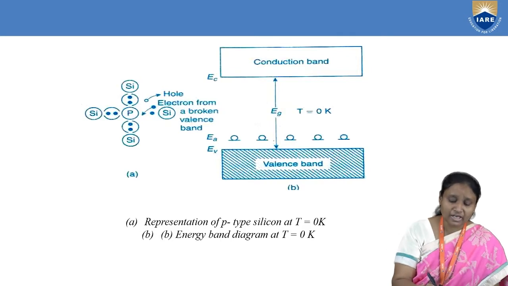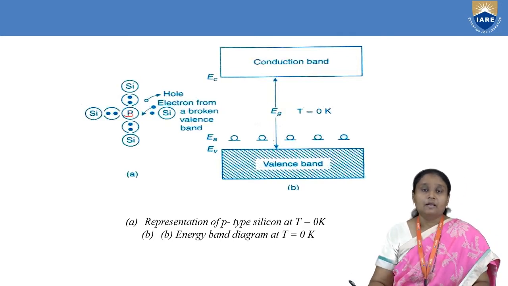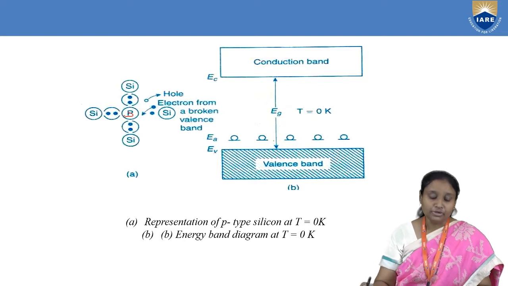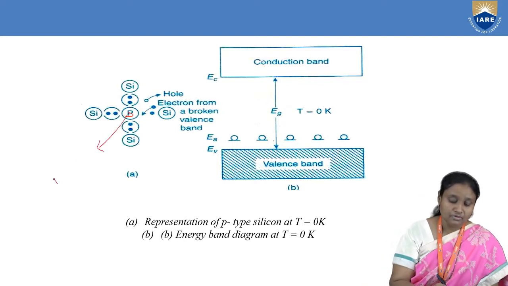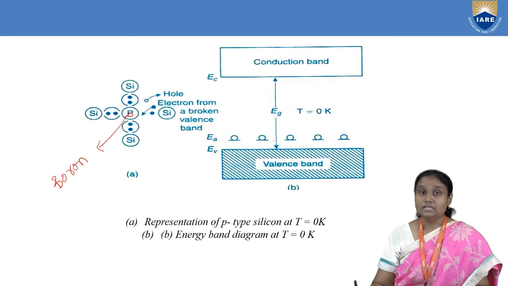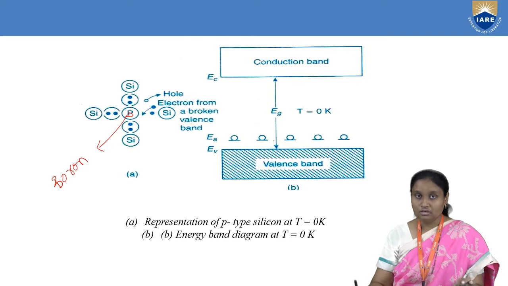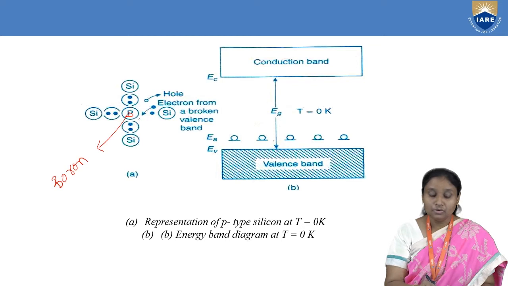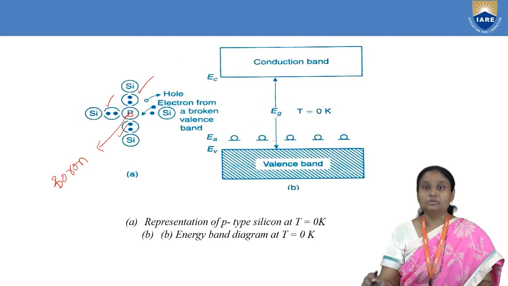So in this case, what type of trivalent impurity have I added? I have added boron. We have seen that examples are boron, gallium and indium, and here I have taken boron. And already we know that this boron has got 3 valence electrons. So when I have added one boron impurity atom to intrinsic semiconductor, this boron is going to form 3 covalent bonds with adjacent silicon atoms. This is first covalent bond, second covalent bond, and then third covalent bond.